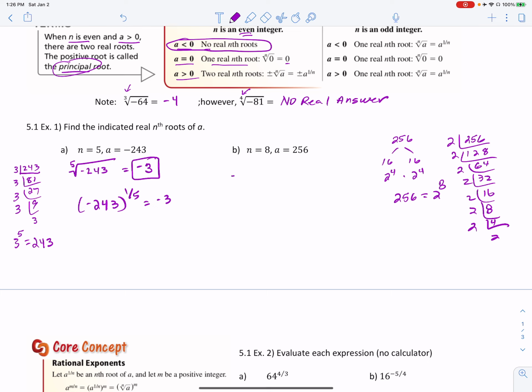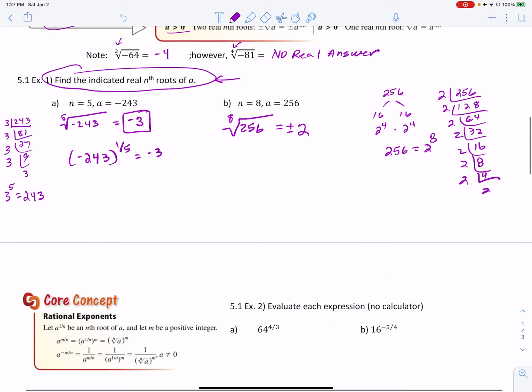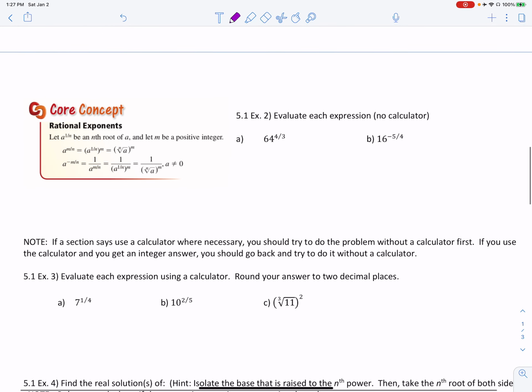So when I have the 8th root of 256, because it's saying find the indicated nth roots of a, this is even, we are going to say that the answers are plus or minus 2, because this is how the directions are originally asked. And we'll talk about that in a little bit here. And so anyway, now down below, rational exponents.